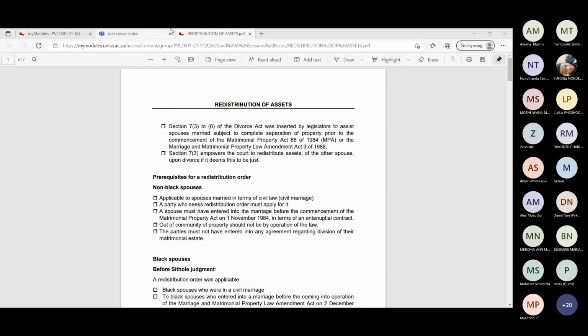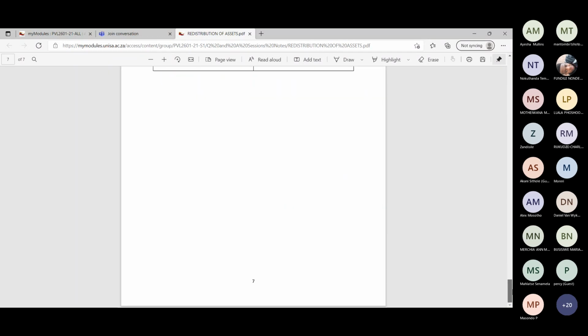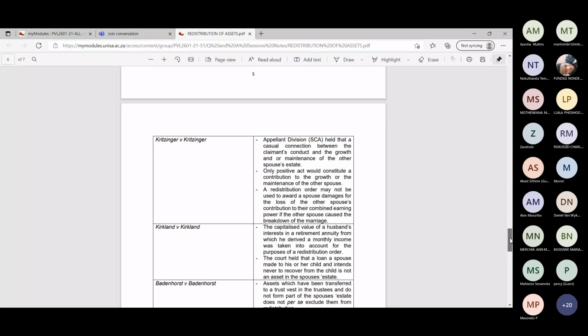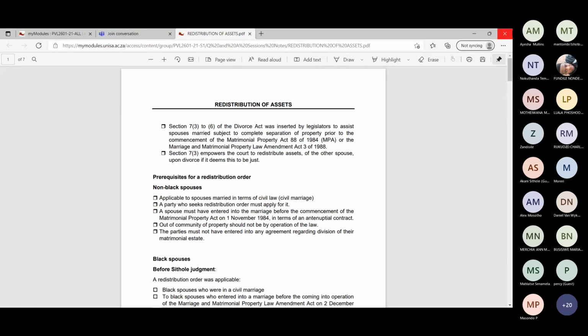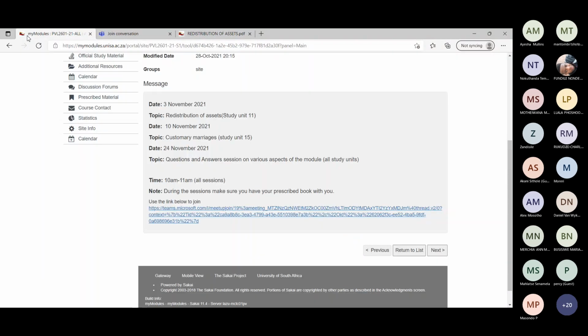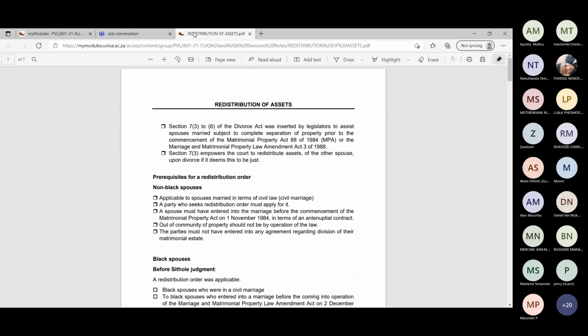Today we are just going to do a revision on redistribution of assets. I have done a 7-page summary of redistribution of assets, and I have already uploaded it on the My UNISA portal. You will find it under additional resources.